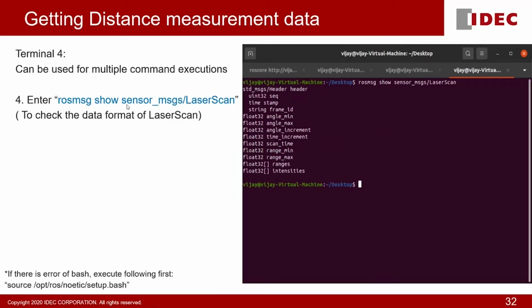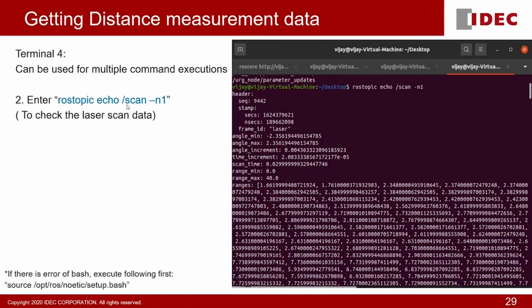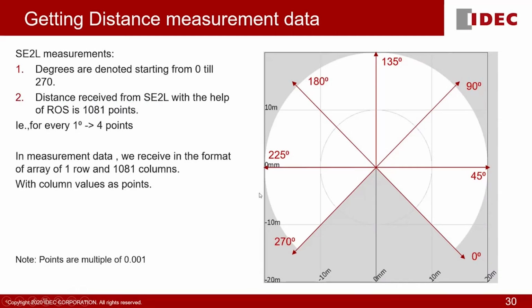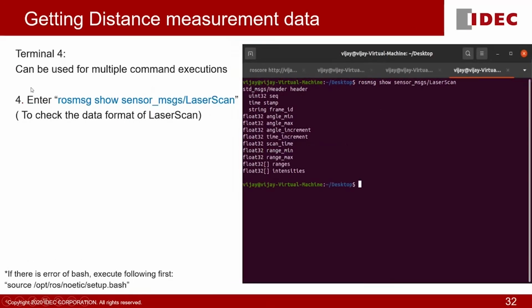Then to check the data types, which you have seen here in this step, like header, angle max, angle min, and max, increment, and in the same way ranges or intensities. For all these data types, we can just execute this specific command, rosmsg show sensor_msgs/LaserScan. This is the library wherein we have to check. Once we execute that, we'll get the data types.